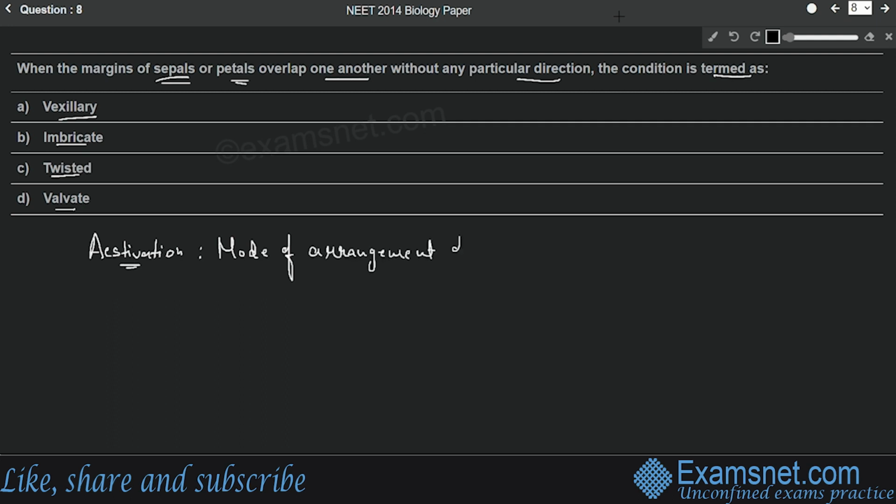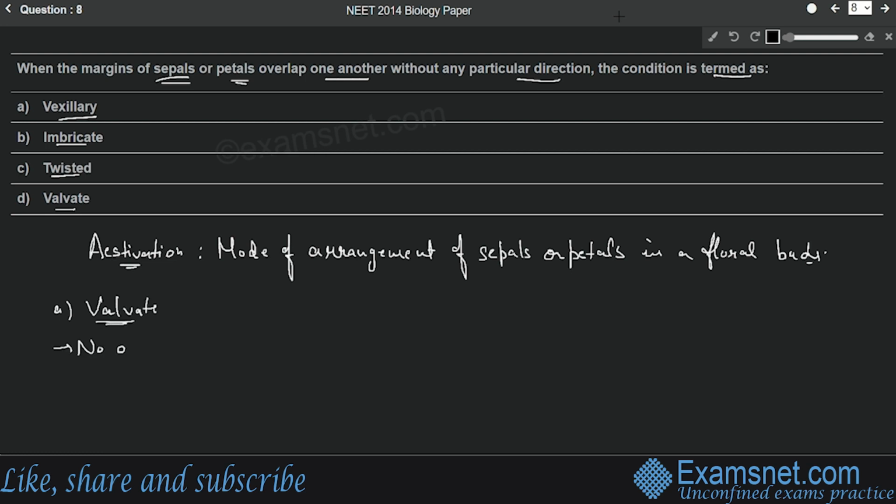It is the mode of arrangement of sepals or petals in a floral bud. So mainly there are four types of aestivation. The first type is valvate, in which there is no overlapping. Okay, so no overlapping is seen in case of valvate aestivation.